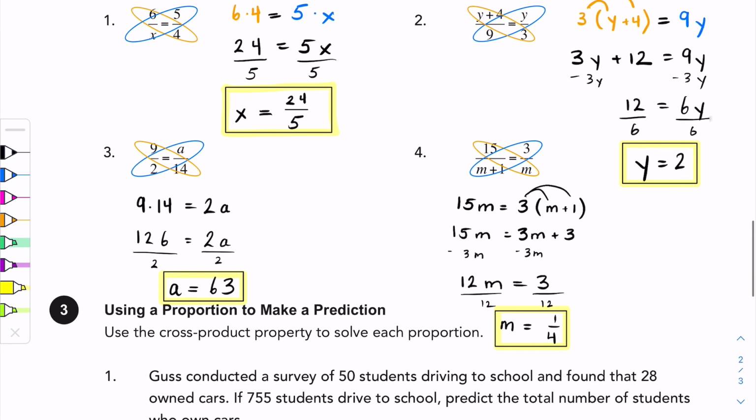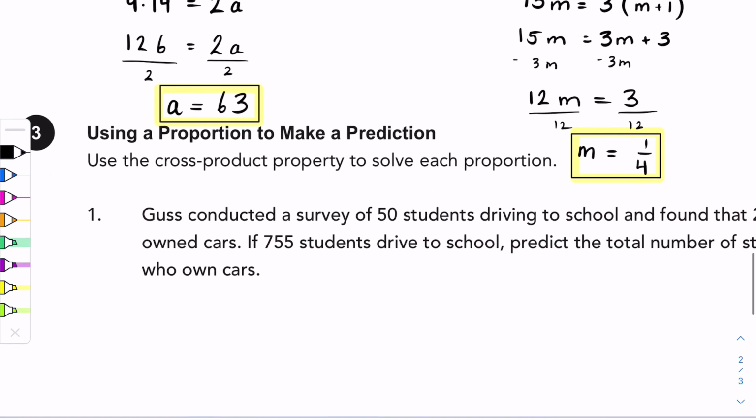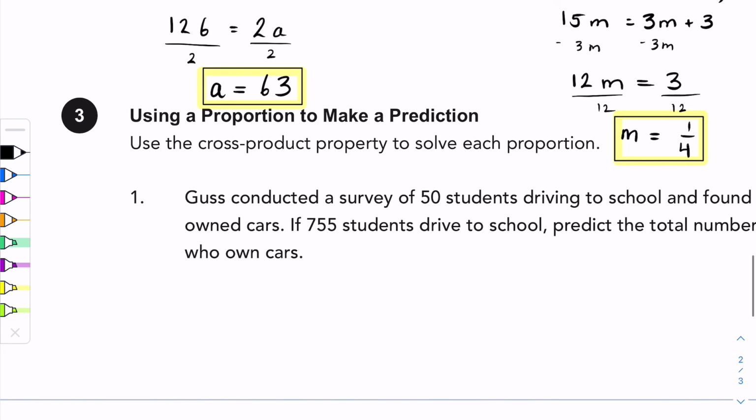And for the last example on this note sheet, we're going to use the cross product property to solve a real world problem. The only one says that Gus conducted a survey of 50 students driving to school and found that 28 owned cars. If 755 students drive to school, predict the number of students who own cars. So I'm going to set up a ratio of the number of students who own cars over the number of students driving.